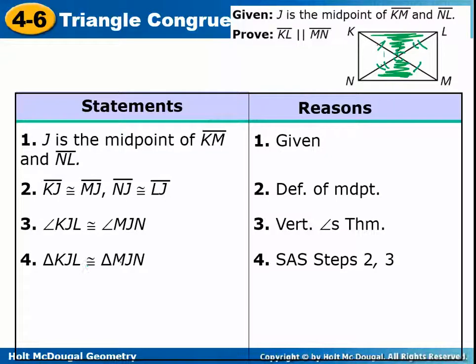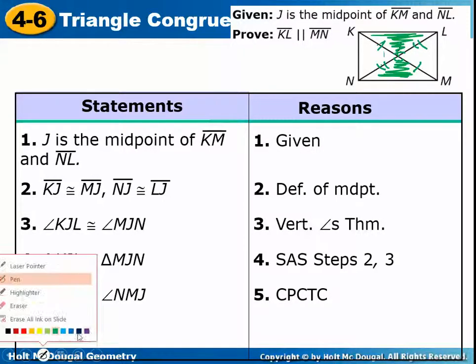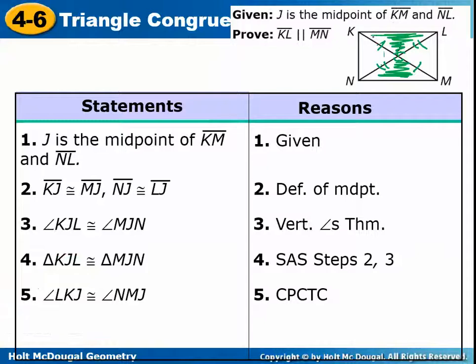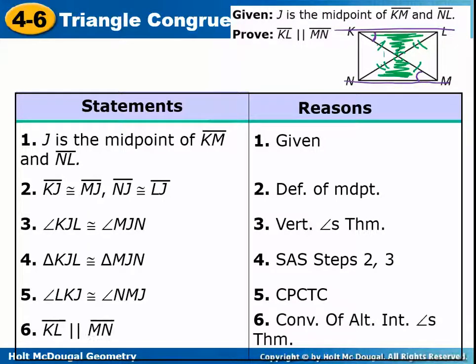So now we showed that we have two congruent triangles, which means all of their parts are congruent, including a part that we particularly wanted to look for, which is LKJ. LKJ is congruent to NMJ. These two angles are congruent to each other. Well, they're alternate interior angles if you're looking at these two lines. So the converse of the alternate interior angles theorem says that these two lines then must be parallel to each other.